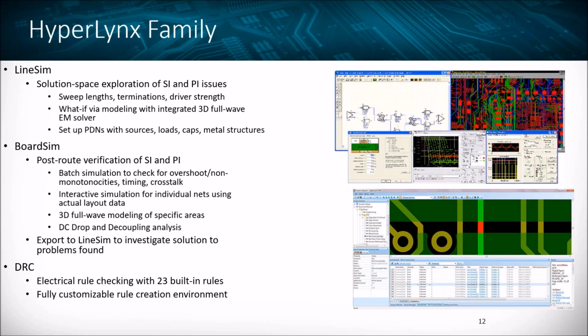Okay. And then for post-layout SI and PI verification is the BoardSim tool. What the BoardSim tool does is it actually brings in your fully placed and routed board and allows you to do batch simulation for SI and PI analysis. But what we'll be talking about today, again, is HyperLynx DRC, and that is another tool that you can see down there on the bottom right. It brings in, again, all of your stackup, all of your component placement information, as well as routed trace information, and allows you to do some electrical rule checking that is fully customizable and is graphically based.